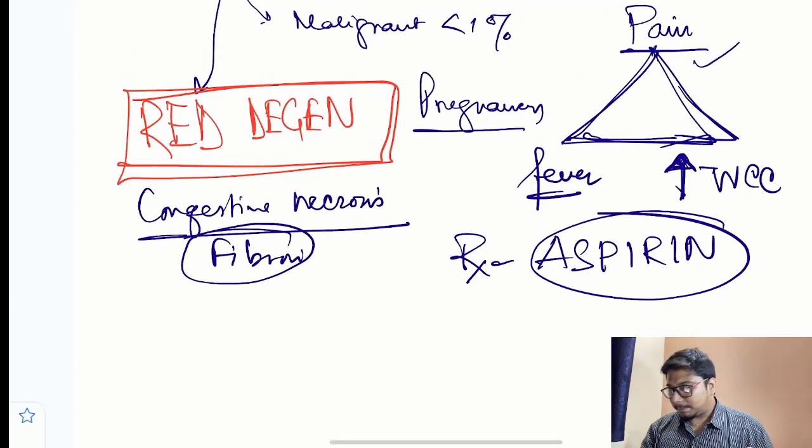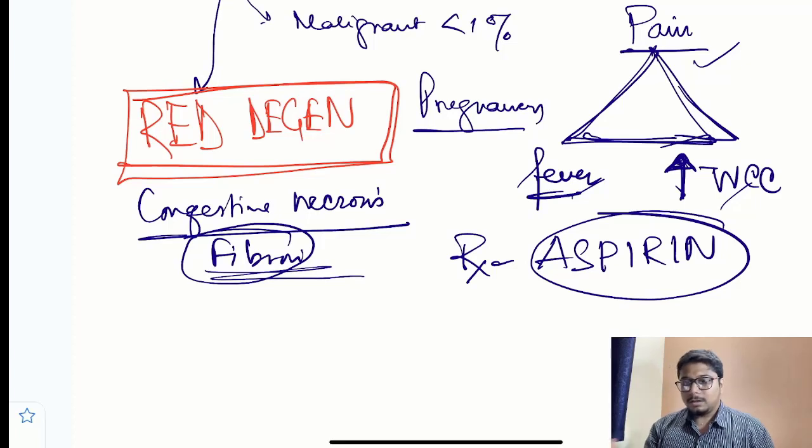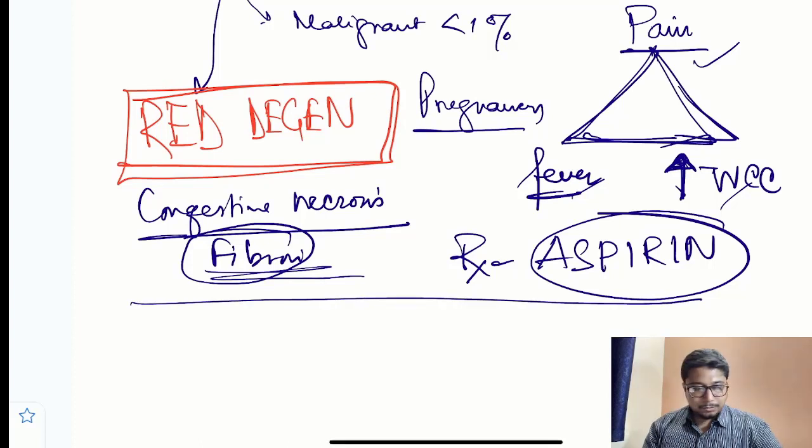So this is the triad of red degeneration: pain, fever and increased white cell count, which is absolutely mimicking a sepsis unless this history is given or some image is provided to you to see, or some clinical findings suggestive of fibroid. If you see this triad, you should mark sepsis, but if they talk about a fibroid, then it's a red degeneration. And the treatment of choice for this condition is basically aspirin. Aspirin not to be given in the prophylactic dose that is given for preeclampsia, but the pain killing dose, the NSAID dose of aspirin, right? That is more than 325 milligram per day.